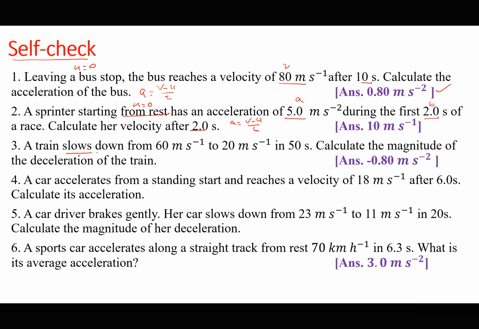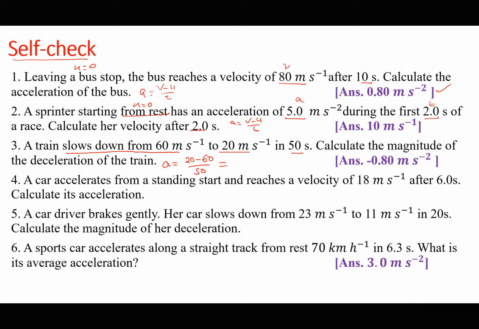A train slows down from 60 meters per second to 20 meters per second in 50 seconds. Calculate the acceleration, the deceleration. Here you expect to get a negative, and the negative simply means the deceleration. So the deceleration is going to be equal to final velocity minus initial velocity divided by time. So that should give you that answer.